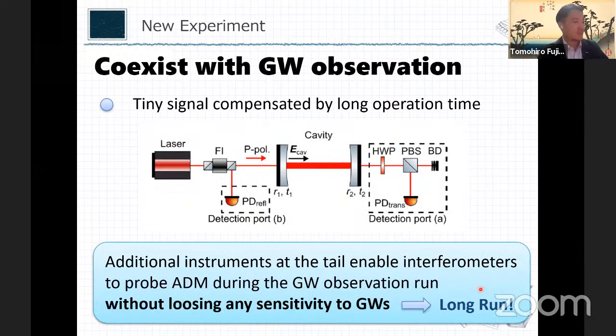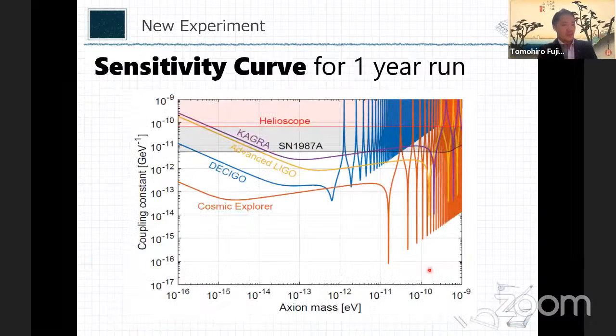The setup is kind of simple. All we need to do is introduce at least one photodetector, either here or there, but it's not very difficult. And the one big advantage is that this detection strategy coexists with gravitational wave observation. So our Axion-Like dark matter search doesn't disturb gravitational wave observation. They can coexist. That's a very good point.